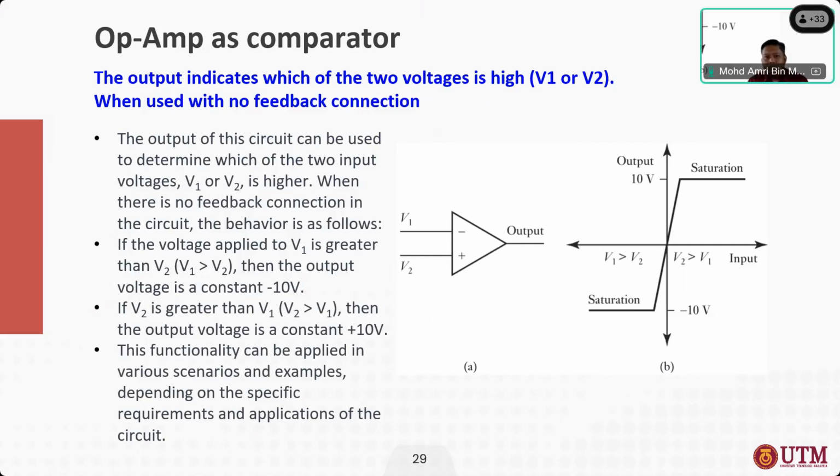So in another example, we can use the op-amp as a comparator. We can set the op-amp to compare two inputs, for example, in this case, V1 and V2. The saturation limit is basically the VCC or V plus. In this case, V plus is 10 volts and V negative is negative 10 volts. So if V1 is more than V2, it saturates at V negative or VCC negative, negative 10 volts. In the other case, when V2 is more than V1, it saturates at V plus or 10 volts.